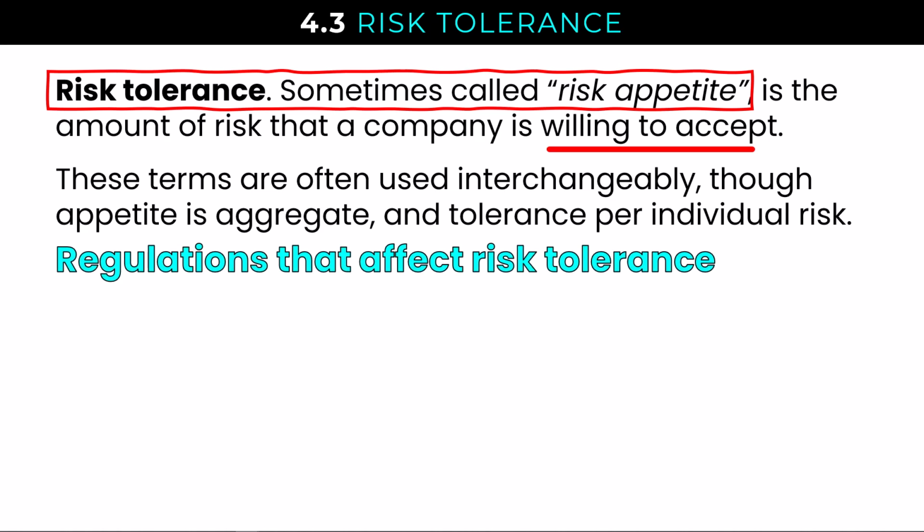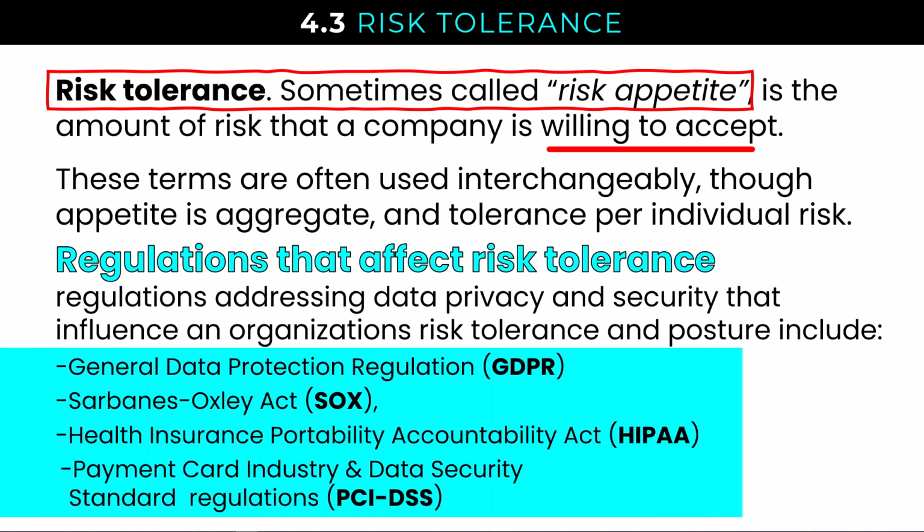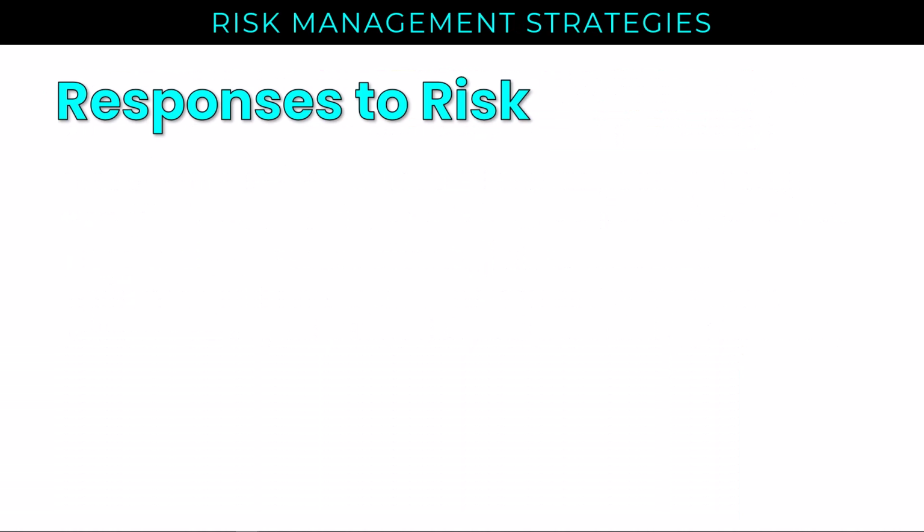And regulations can affect our risk tolerance as well. So regulations addressing data privacy and security that might influence an organization's tolerance and security posture would include GDPR, which applies to any company with customers in the EU, Sarbanes-Oxley, which applies to all publicly traded companies in the United States, HIPAA, which applies to companies working with protected health information, and credit card processors are subject to PCI DSS regulations. And based on our risk tolerance in an organization, we will respond to risk differently. There are 4 responses to risk I want to introduce you to here.